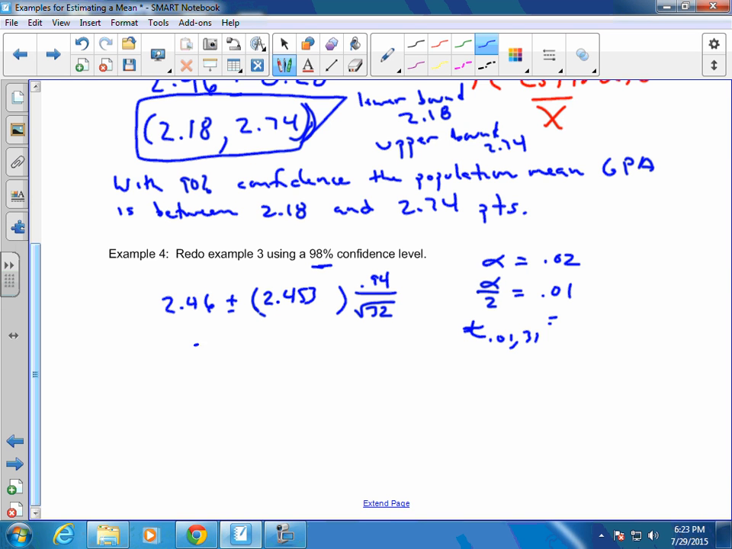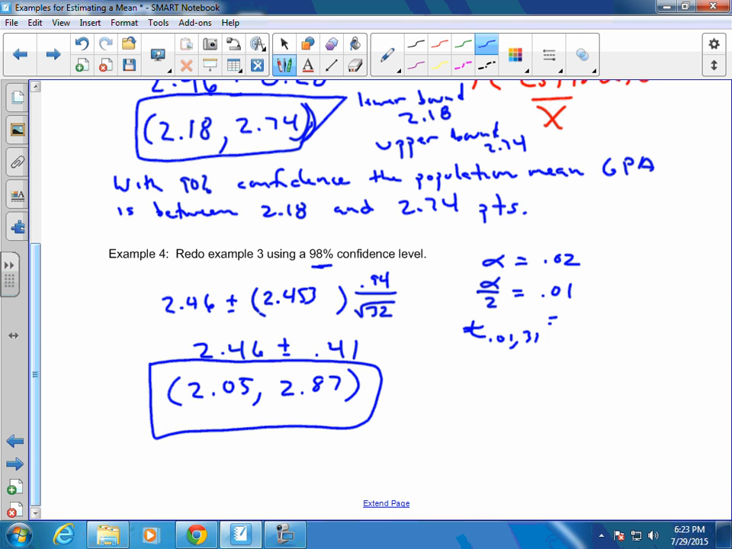So when we punch this up on our calculator, the margin of error has gone up. It was 0.28 last time, now it's 0.41. Now let's see, if we do our subtracting, 2.46 minus 0.41 would be 2.05. And if we add them, that's 2.87.